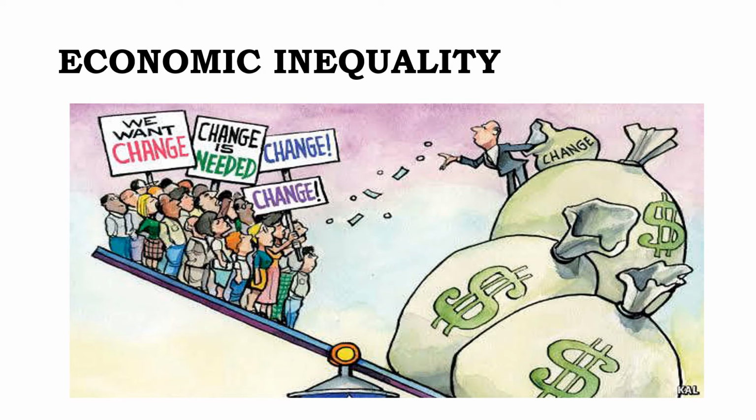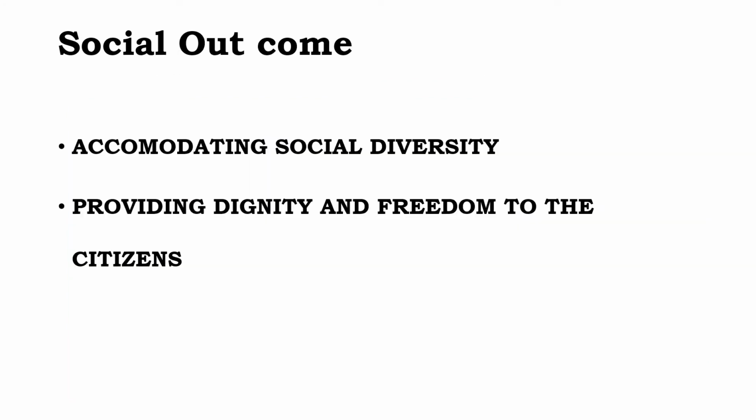So democratic government is better in handling economic inequality. That means reducing economic inequality. The last outcome of democracy is social outcome. Once again, social outcome has two priorities. One, accommodating social diversity, and second is providing dignity and freedom to the citizens.